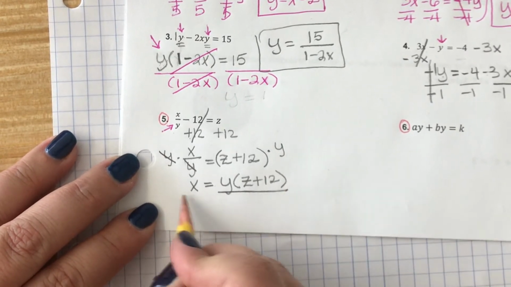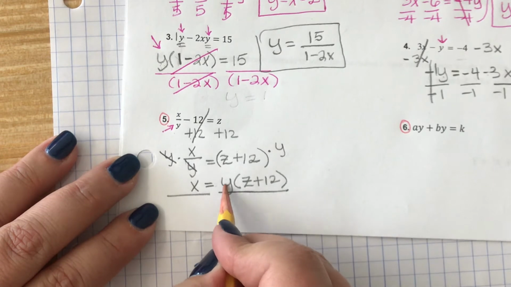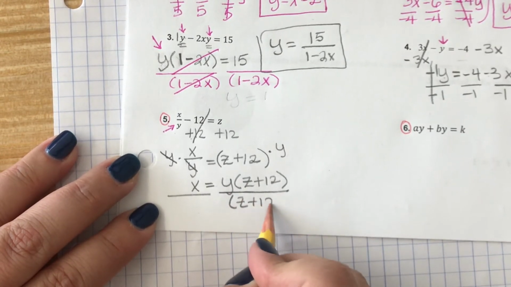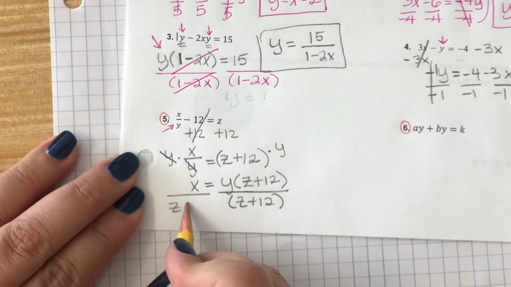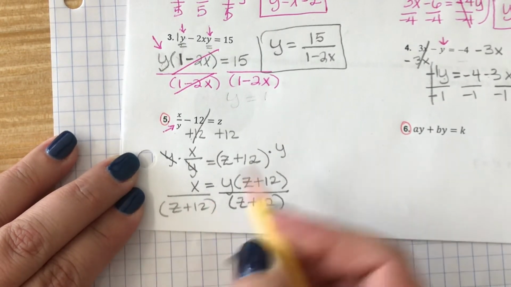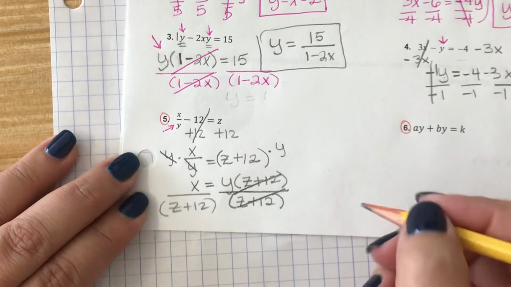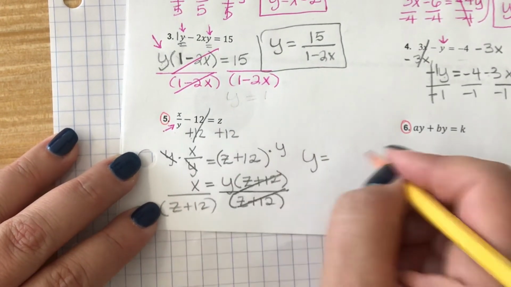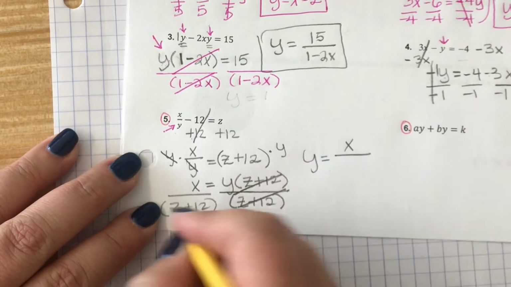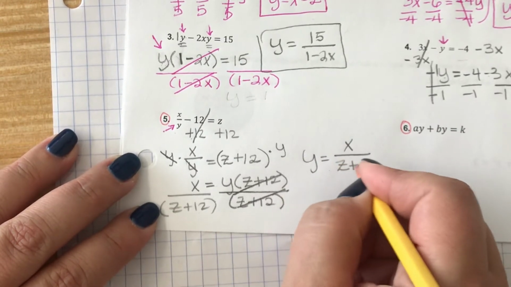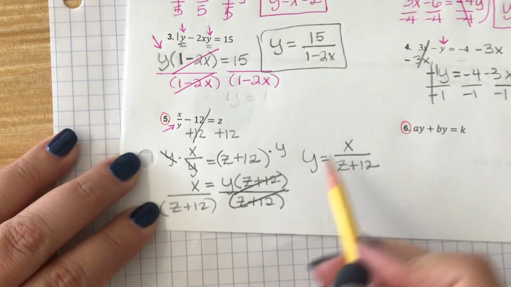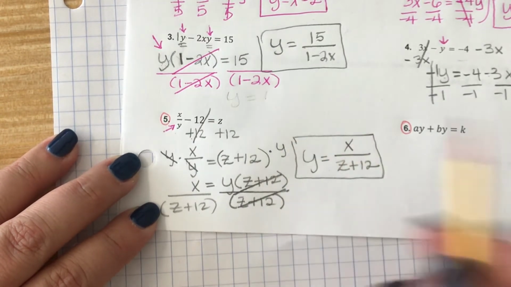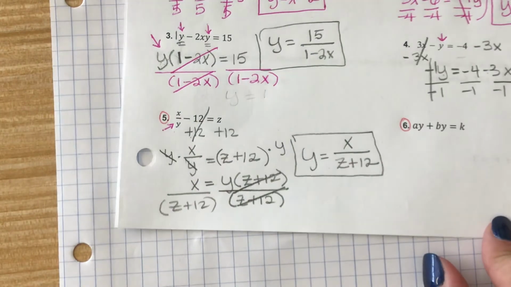So I'm going to divide both sides by what they're multiplying. If it's y times that, then the inverse is just to divide by that on both sides. Right? And that completely gets rid of that. And that leaves y alone, so y is equal to what I have on the other side, which is an x in the numerator and a z plus 12 down in the denominator. And I have reorganized it and rewritten it so that it is solved for y.